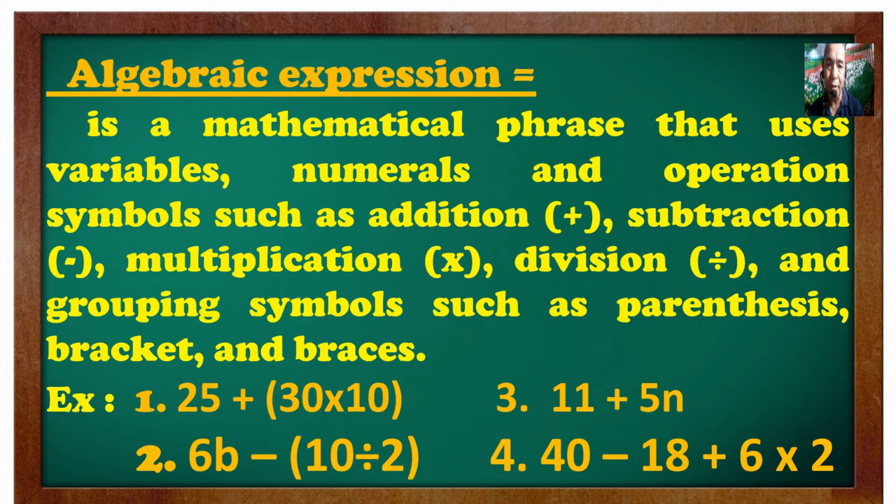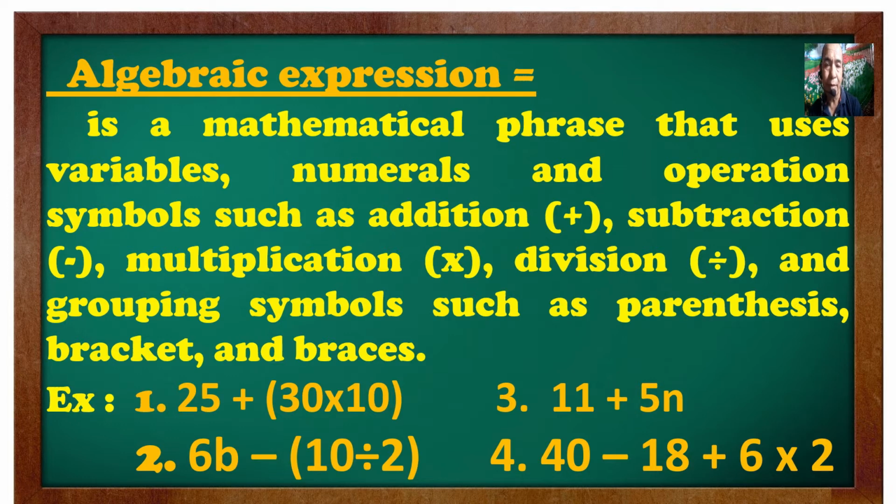So let's take example number 1. We have 25 plus quantity 30 times 10. So it follows that it has a numeral of 25, an operation of addition. Then we have the grouping made up of parentheses and multiplication symbol. So this is what a mathematical phrase is all about.